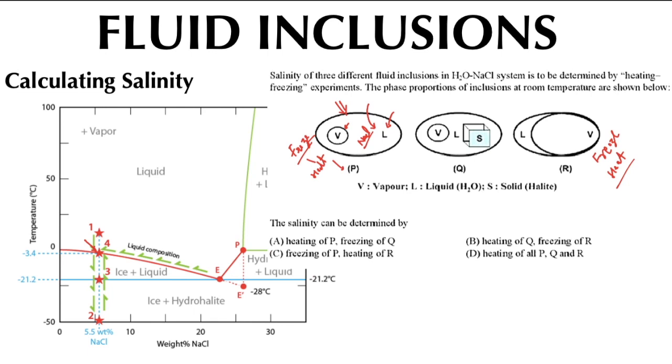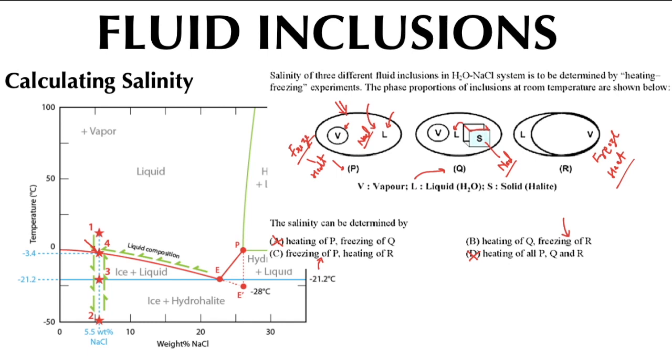The freezing of P, so this option can be kept. Heating of P, this is wrong. Heating of all P, Q and R, this is wrong, right? Freezing of P is correct, and freezing of R is also correct. So these two options, either B or C, freezing of R and freezing of P. Now let's look at Q. In Q we have this solid crystal also, right? That means this NaCl is not completely dissolved in this liquid phase, right? So we will not get correct salinity.